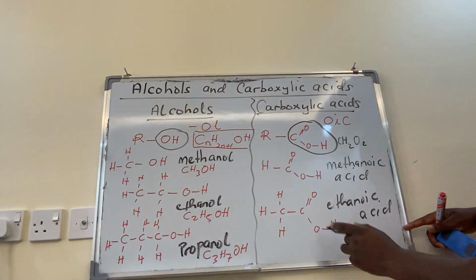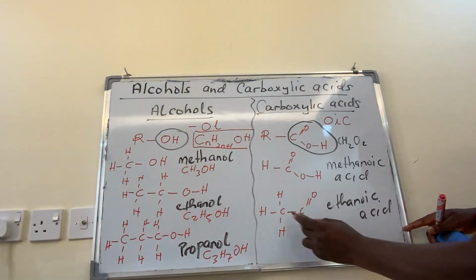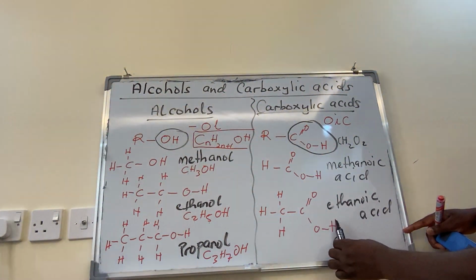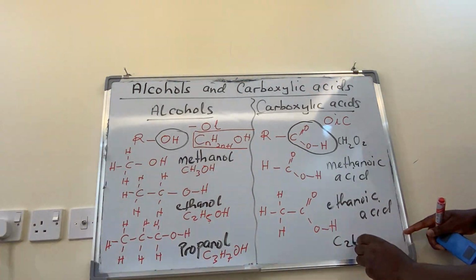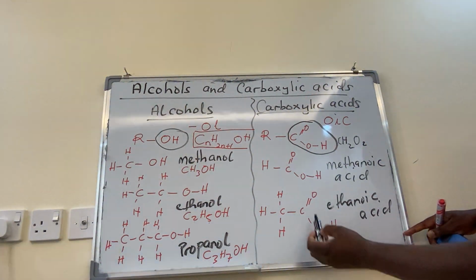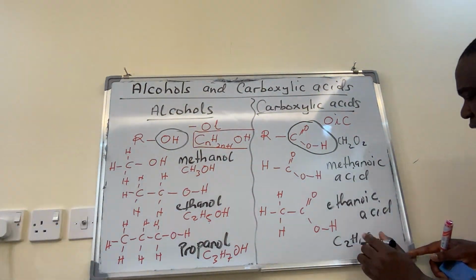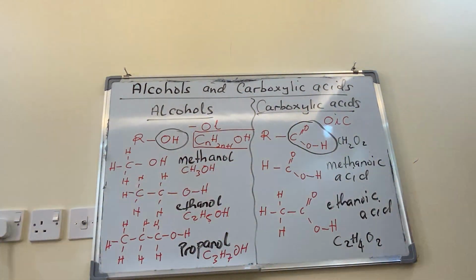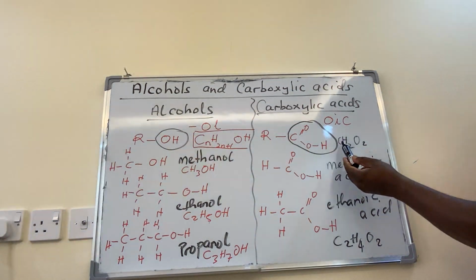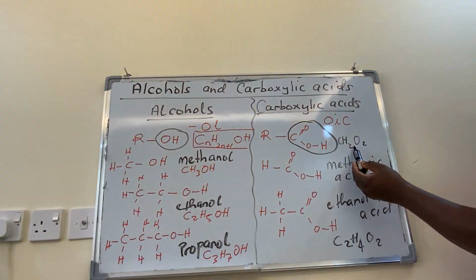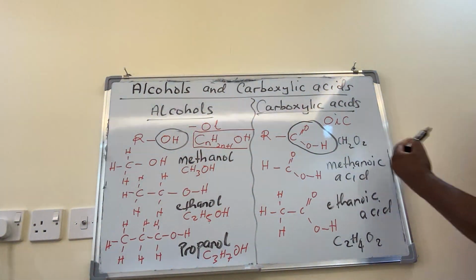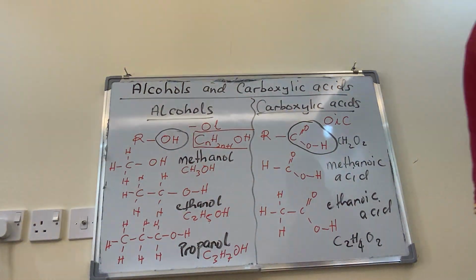Let's also look at this one. I have C2. How many H's do I have? 1, 2, 3, 4. So I have C2H4, and how many O's? 2. Right. So let's trace what is also happening here. If I have 1 C, it means the H I'm going to multiply by 2, and the O I'm also going to multiply by 2.